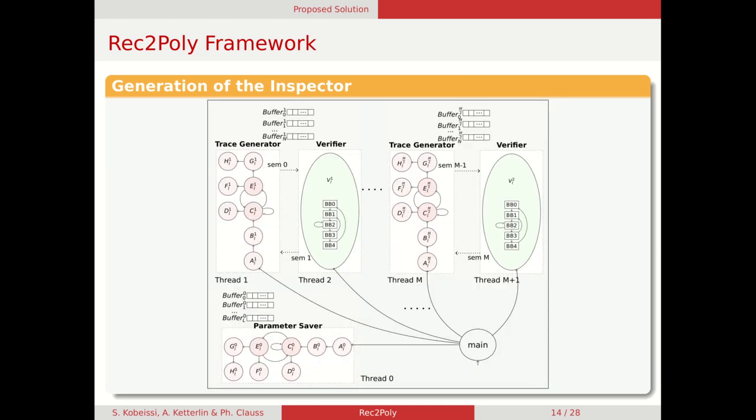This is an inspector example corresponding to the arbitrary call graph example shown at the beginning. Thread 0 launches the parameter saver. The other M threads handle the trace generation verification process in pairs in parallel. Each trace verifier pair has N buffers to process on. For example, thread 1 generates the trace and starts by filling the first buffer. When this buffer is full, the verifier in thread 2 is notified by a semaphore and it starts verifying the values of the first buffer. Simultaneously, the trace generator proceeds on filling the second buffer and so on.